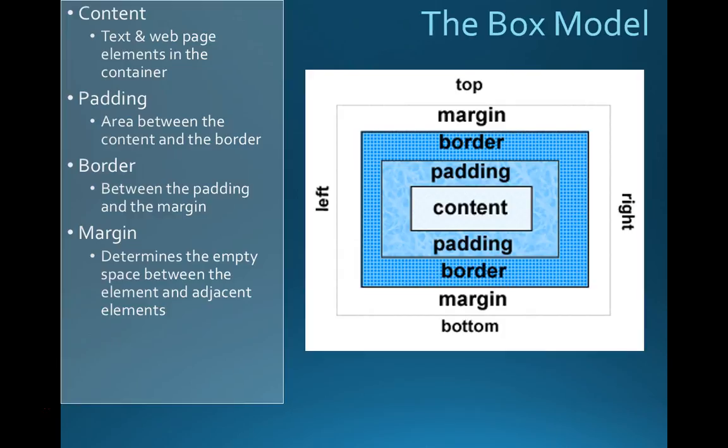So, here they are textually. We kind of talked about each one of these. Content is essentially the text, the content within the element. It may not necessarily be text. It's simply the content. Padding is the area between the content and the border. Border is between the padding and the margin. And then the margin essentially is the distance or the space between each element. So if you want to get one element away from the other, you use margin. You separate them by using margin, not padding. Padding is inside the box. Margin is outside the box.